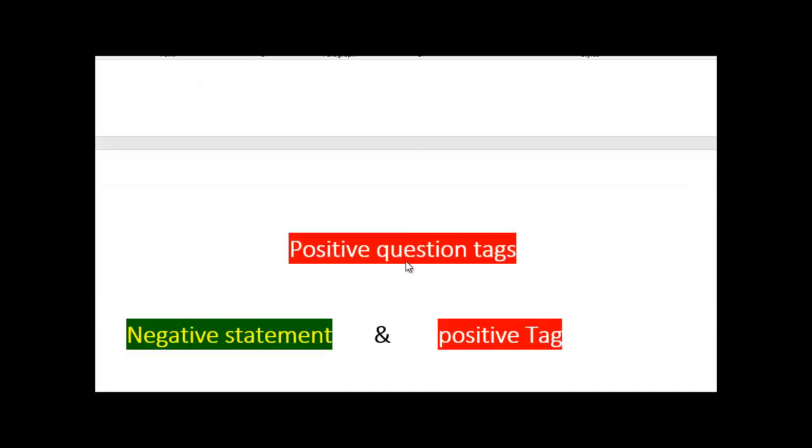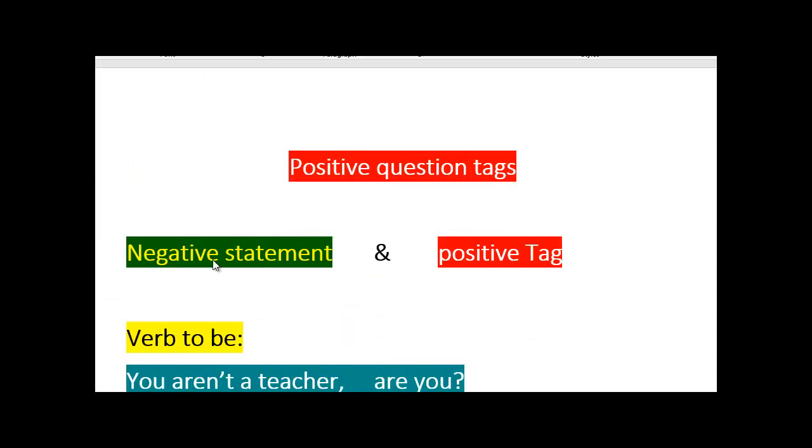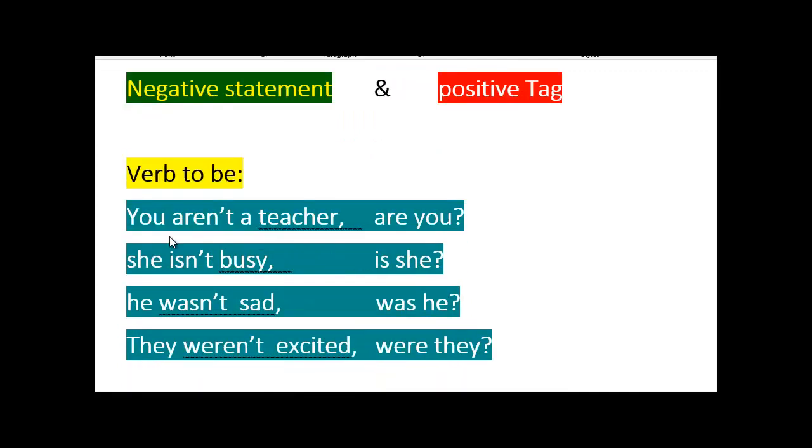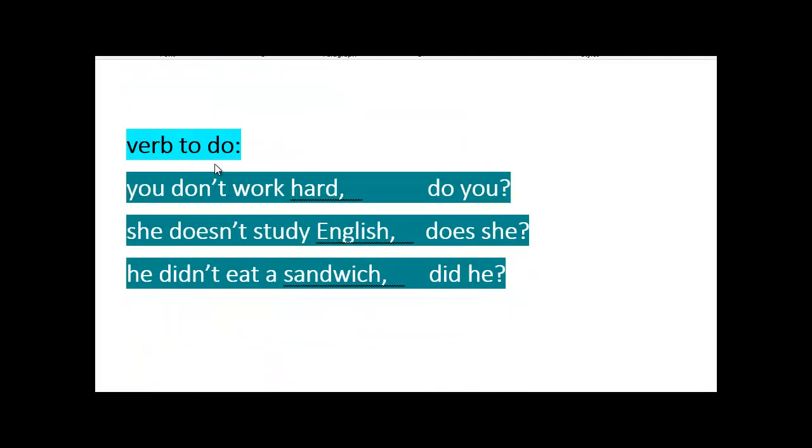We'll move on straight away to positive question tags. If the question tag is going to be positive, the statement must be negative. And the same thing applies here, as we can see. Okay, verb to be. You aren't a teacher, are you? Okay. She isn't busy, is she? He wasn't sad, was he? Okay. They weren't excited, were they? Positive question tags and negative statements.